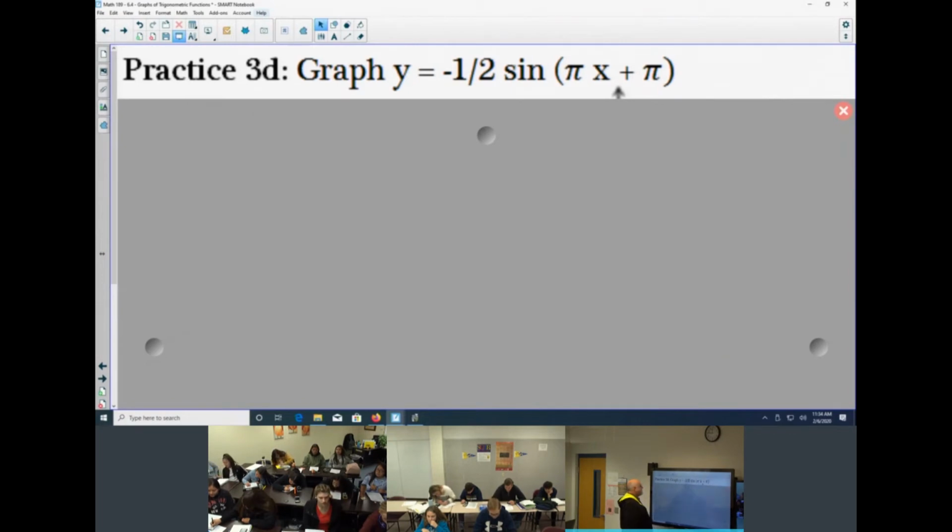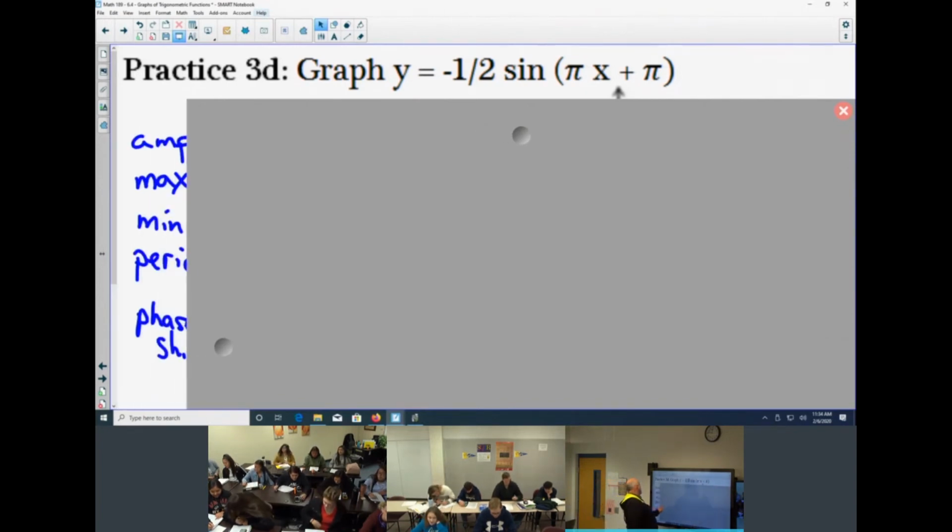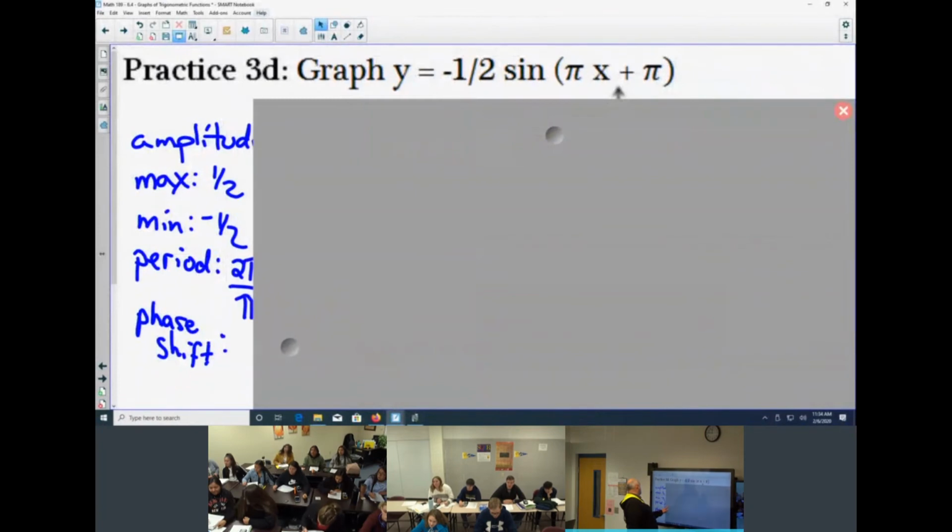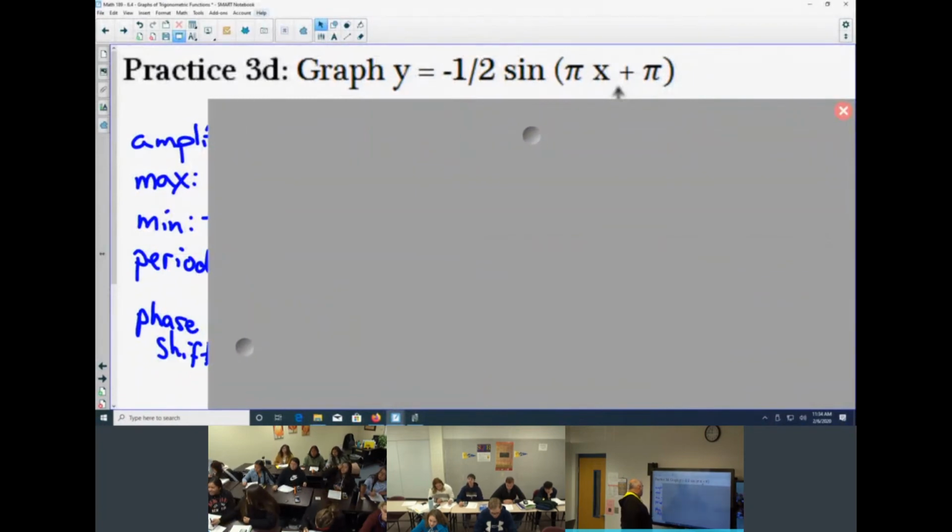Okay, so for this one, it says to graph all of this. Here's what I want. I want you to tell me what the amplitude is, what the maximum height of the graph is, what the minimum height is, what the period is, and what the phase shift is, and then try to graph it.